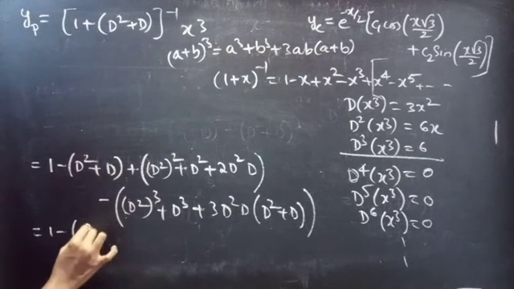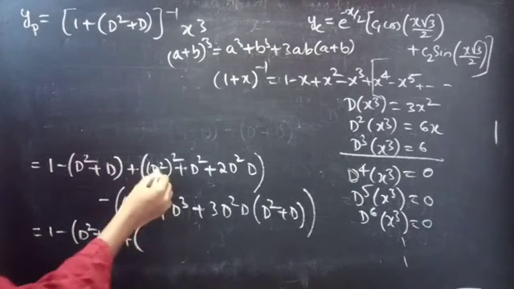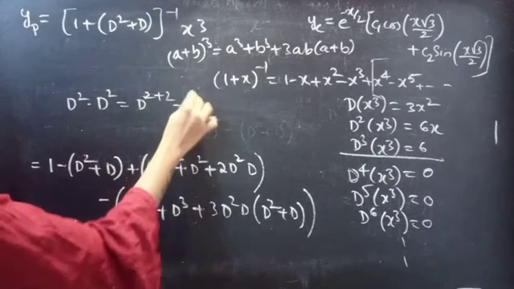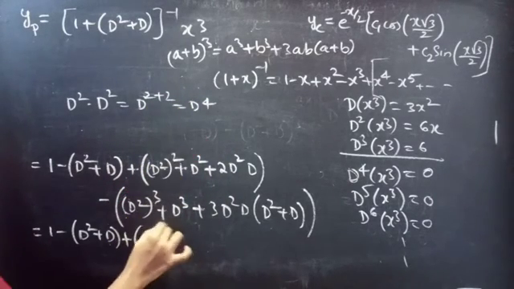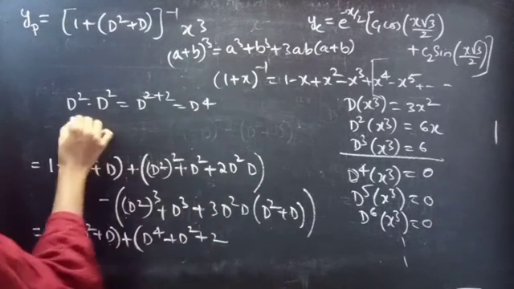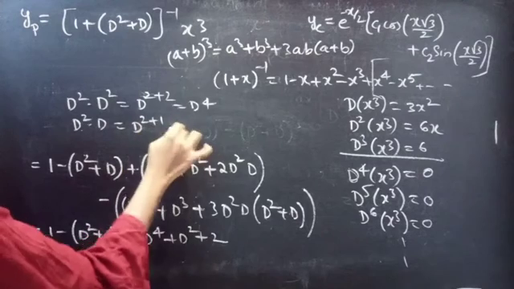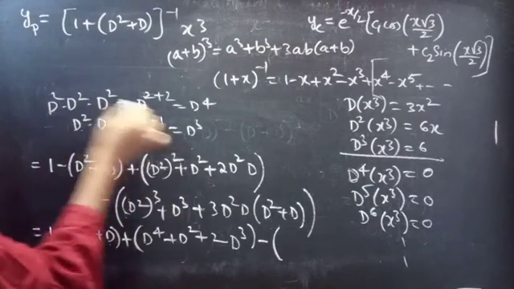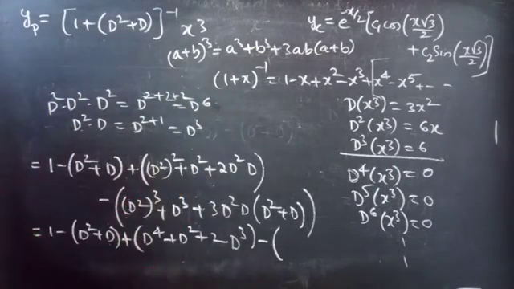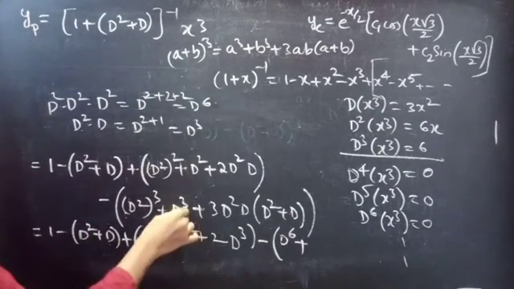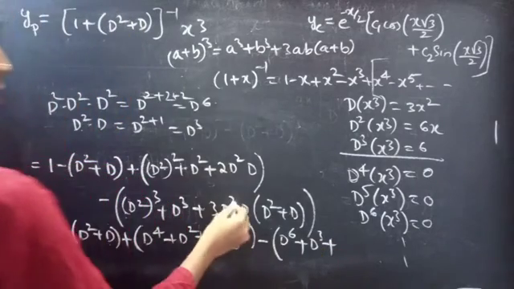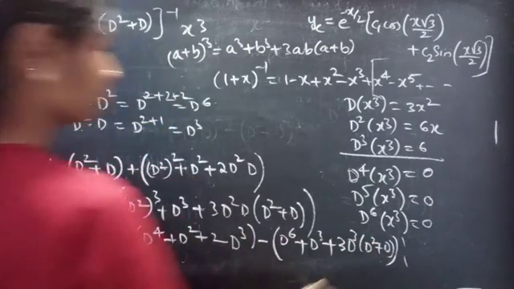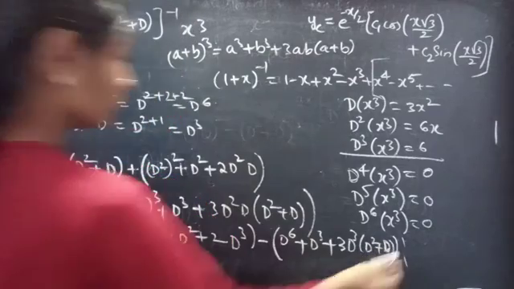1 − (D² + D) + (D²)² is D²·D², D power 2 + 2 is D⁴. So (D²)² is D⁴ + D² + 2·D²·D is D^(2+1), 2D³, minus (D²)³ is D⁶ plus D³ plus 3·D²·D is D³, 3D³ into (D² + D). Right?